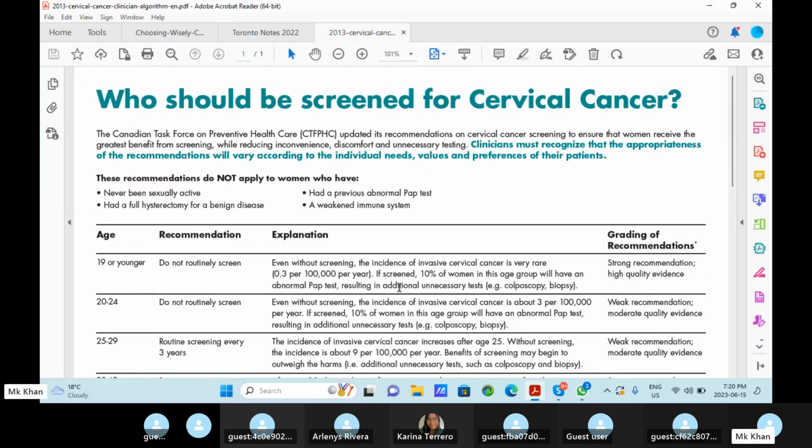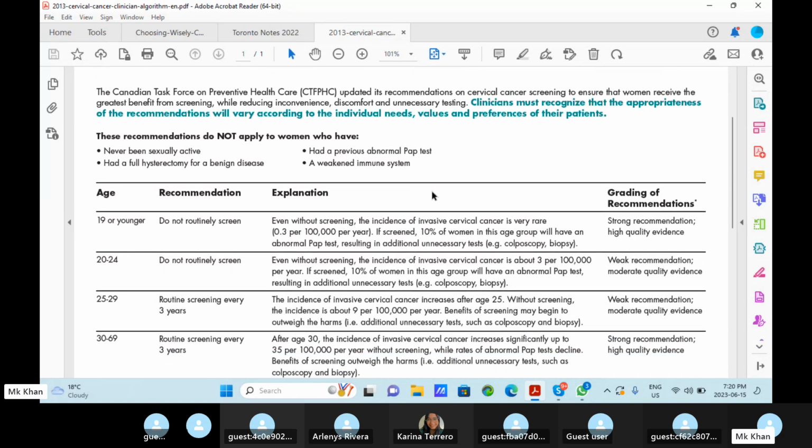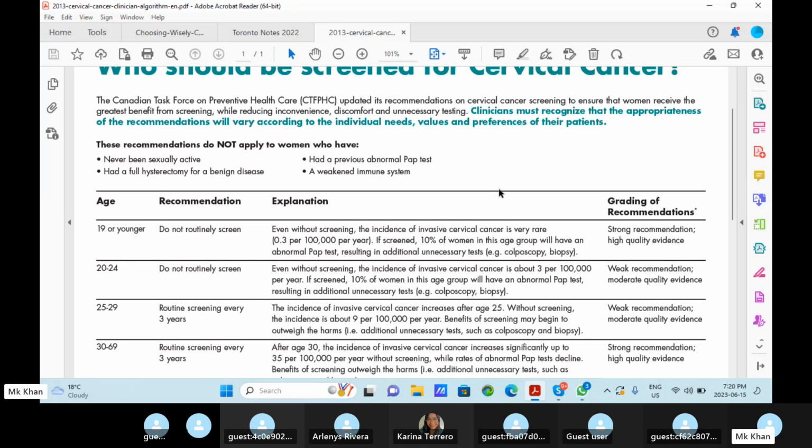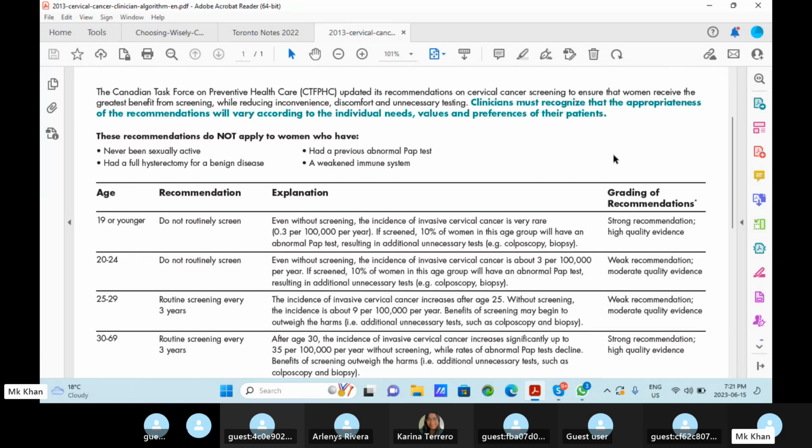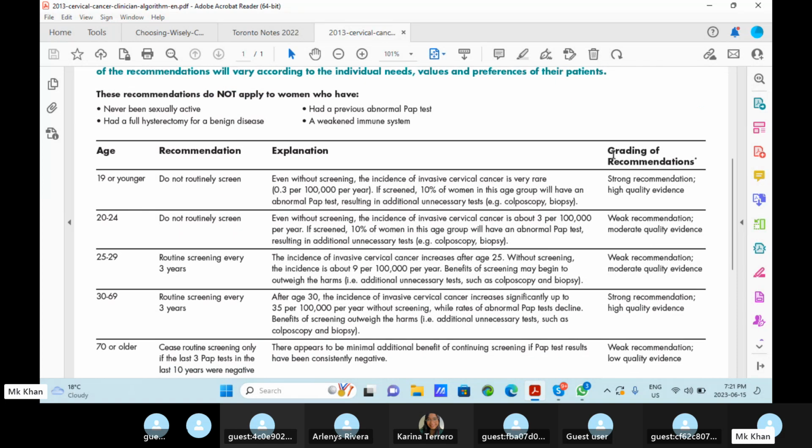So the next one is cervical cancer. So who should be screened for cervical cancer? The clinician must recognize that the appropriate recommendation will vary according to individual needs, values and preferences. As we have seen in the chart, for LSIL it can be colposcopy or it can be repeat testing, so clinical judgment is important.